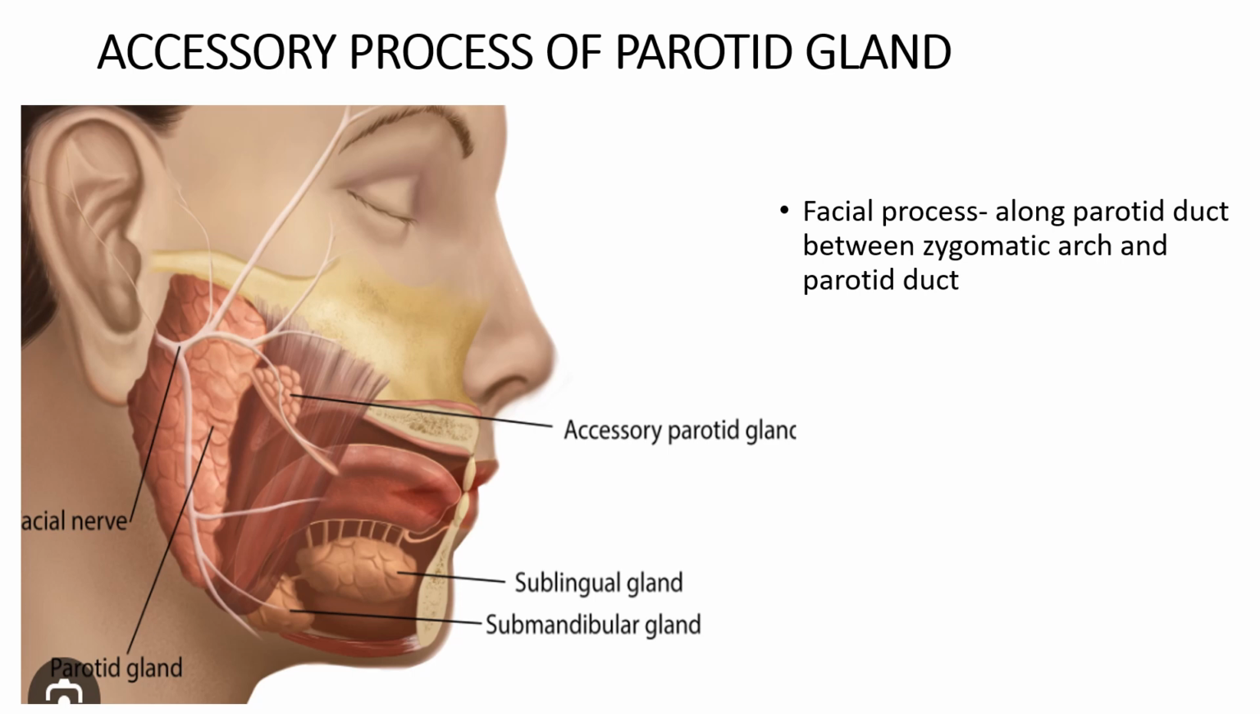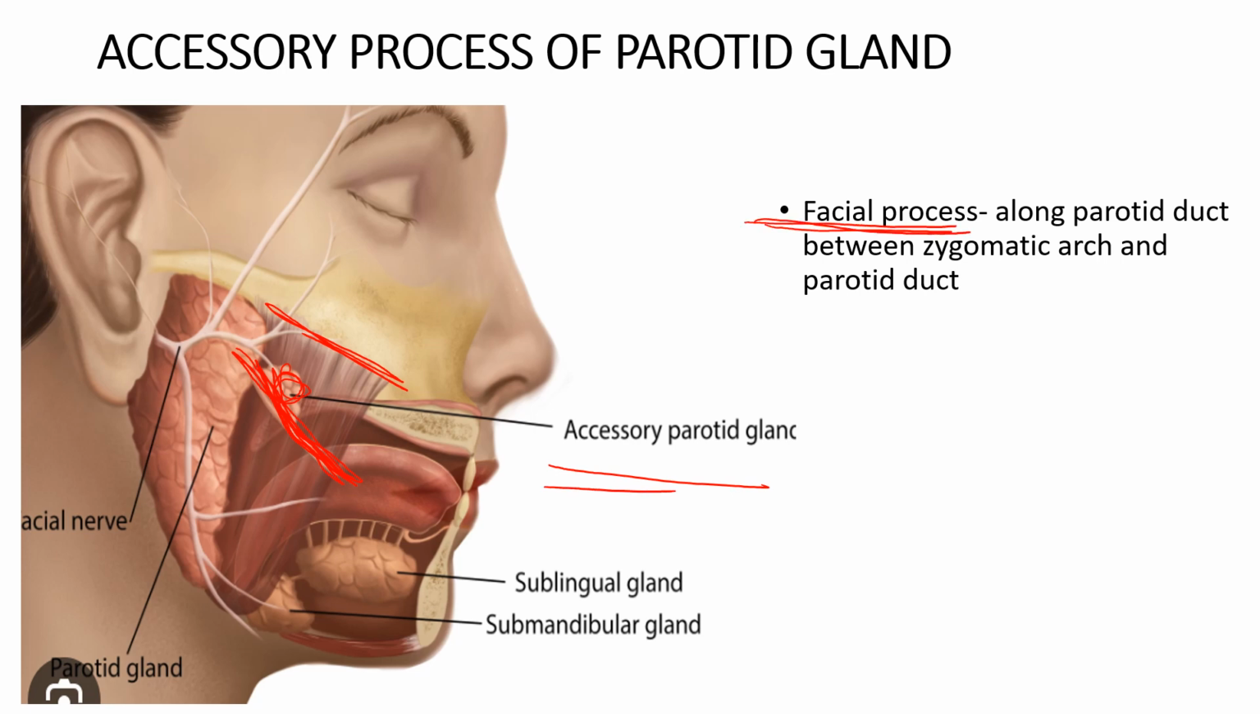We are now discussing the accessory process of the parotid gland. Now the parotid gland has so many accessory processes. One such process you are seeing above the parotid duct. This is known as facial process. If you appreciate here, it is in between the zygomatic arch and the parotid duct. So this is known as facial process of the parotid gland.